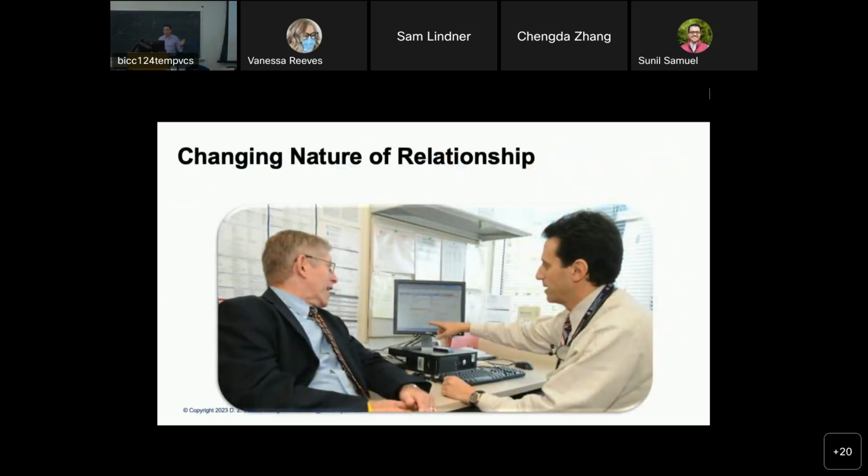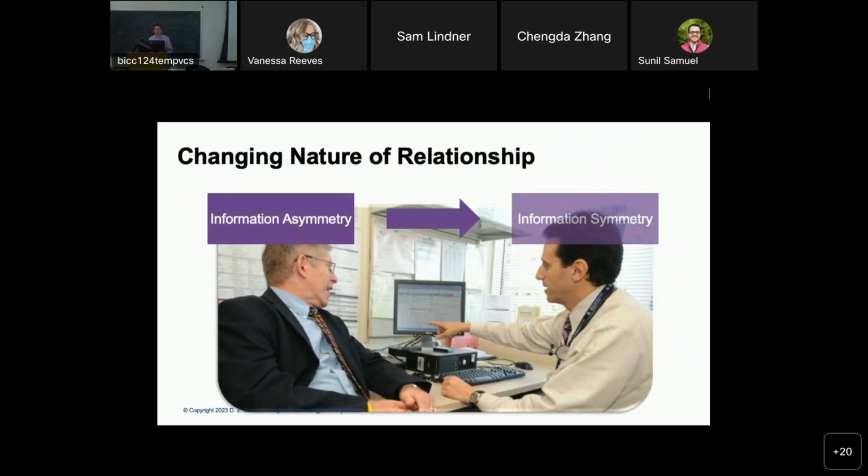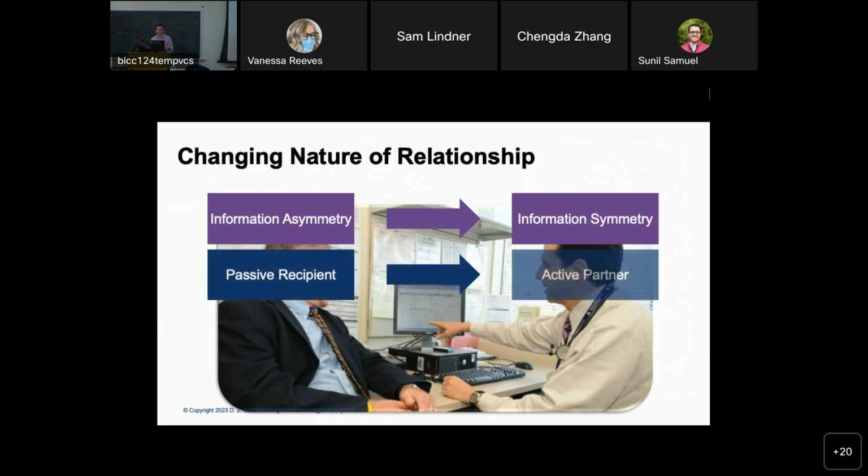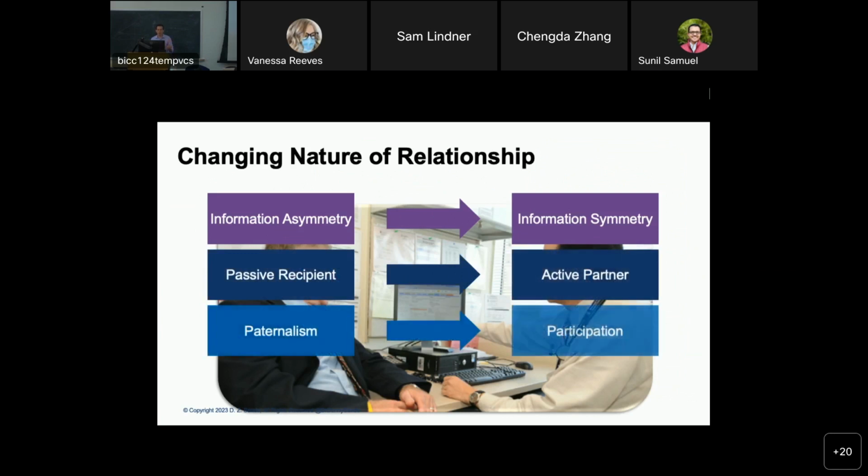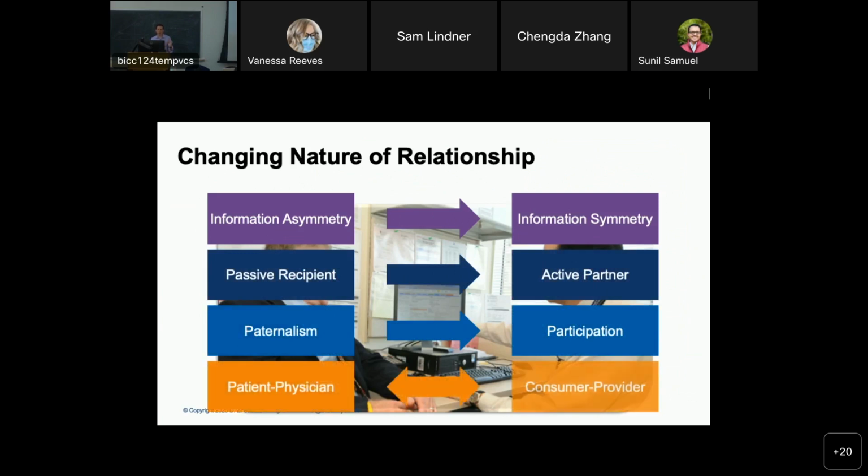So we have a changing nature of the relationship. We're moving from information asymmetry to information symmetry. We're moving from patients being passive recipients of healthcare to being active partners. We're moving from paternalism to participation. And finally, we're moving from being a patient-physician relationship to also being a consumer-provider relationship.